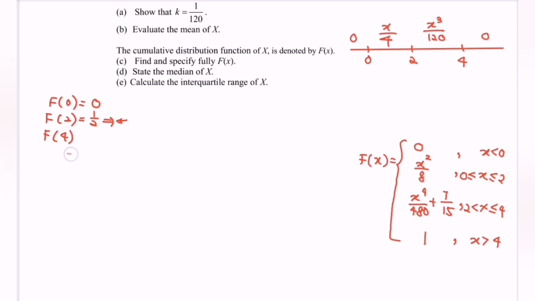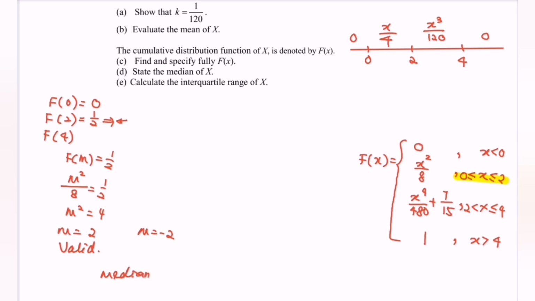So kindly substitute the situation. F(m) is equal to 1 over 2. So m squared over 8 is equal to 1 over 2. So m squared is equal to 4. So m is equal to square root of 4, we have 2, or m is equal to negative 2. So kindly refer to the domain in this part. We will have 0 until 2. So the median is located at this part. So for the median, we have x is equal to 2.